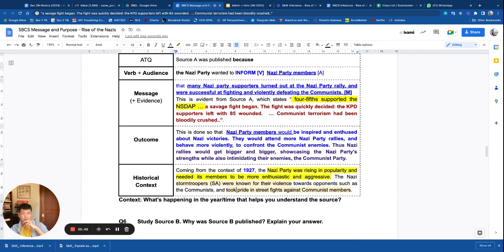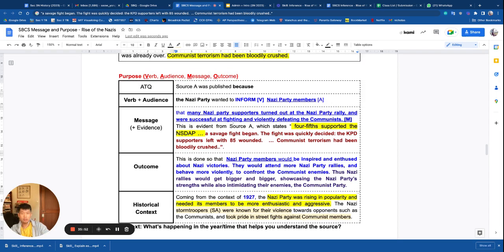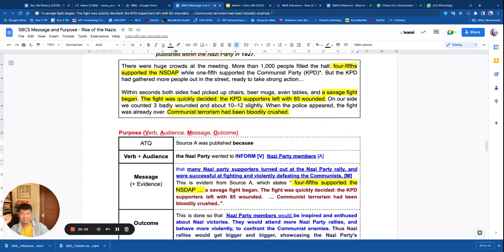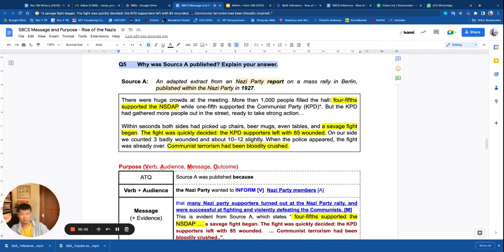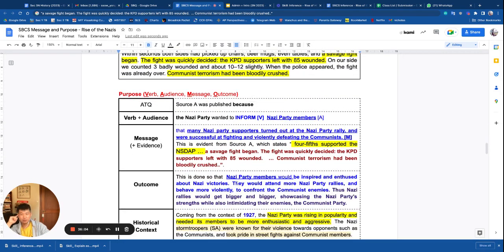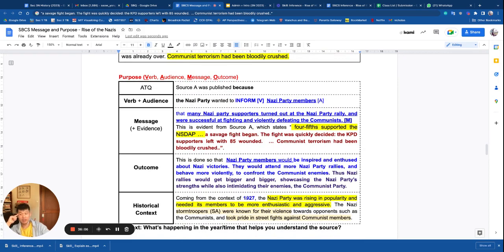So you put this whole answer together, you have the VAMO answer. You have verb, audience, message, outcome. ATQ, verb, audience, message, outcome, and context. Can I invite you to copy this question on foolscap and copy the full answer to get a sense of how to write VAMO. And you will see that actually the context one is the hard one because that requires you to have some knowledge of the historical happenings. You can't just copy this on background information. You need to know what's happening in this period.